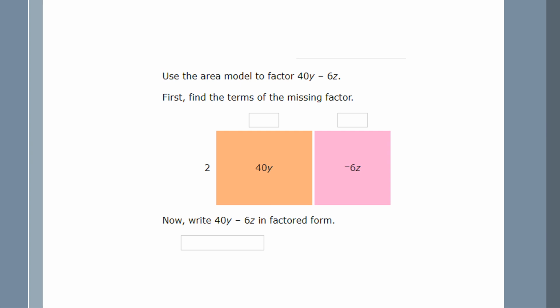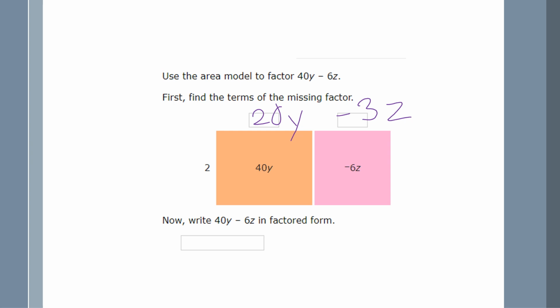2 times blank gives me 40y. 20y here. Brilliant job. 2 times negative 6c. 2 times blank gives me negative 6c. Negative 3z. So write it in factor form.